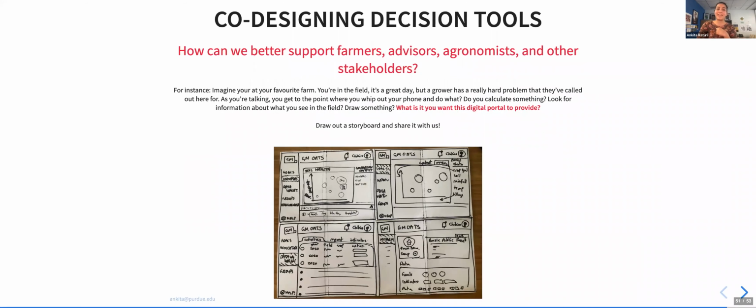Okay, so I've got to end with an invitation to draw some pictures. My ask of all of you, especially as we're not physically together in the room, is to think a little bit about how we can better support farmers, advisors, agronomists, and other stakeholders. I invite you to engage in some light co-designing of decision support tools. Whether you're having a beer or a cup of coffee later, just sit down with a piece of paper and imagine you're at your favorite farm.